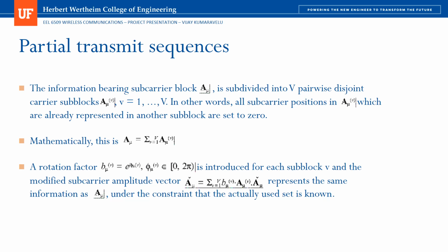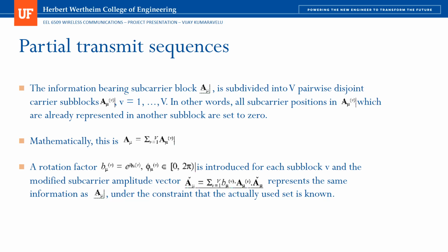Now what are these partial transmit sequences? Let's take a subcarrier block and call it A mu. Now this subcarrier block is divided into disjoint subblocks, that is, we divide it into V blocks and call each subblock A mu of V. We choose these subblocks in such a way that when we choose a particular subblock, the subcarrier positions of all other blocks are 0. Mathematically this can be explained as A mu is equal to the summation of v equal to 1 to V, that means there are V subblocks.